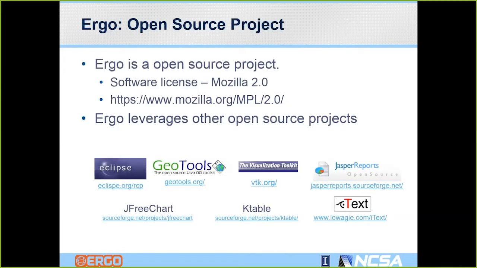As I mentioned, it's an open source project. It's under the Mozilla Public License 2.0. It leverages other open source products, namely Eclipse RCP for the extensibility that allows us that plugin based architecture to plug in new capabilities. GeoTools is the primary library for doing GIS. Visualization toolkit right now for 3D visualization, Jasper reports for generating reports, and so forth.